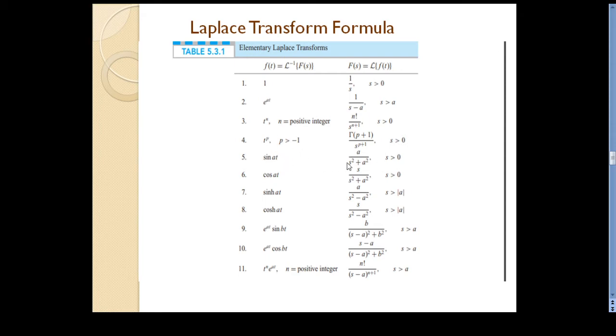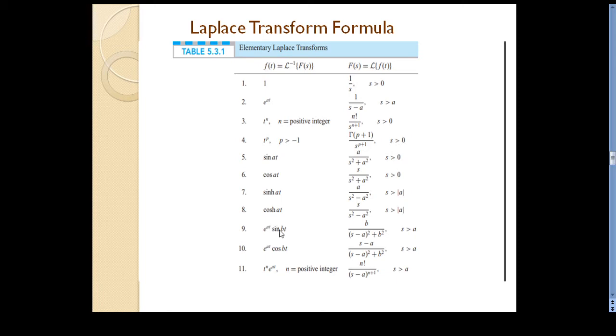L of sin at equal to a by s square plus a square. L of cos at equal to s by s square plus a square. L of sinh at equal to a by s square minus a square. L of cosh at equal to s by s square minus a square.